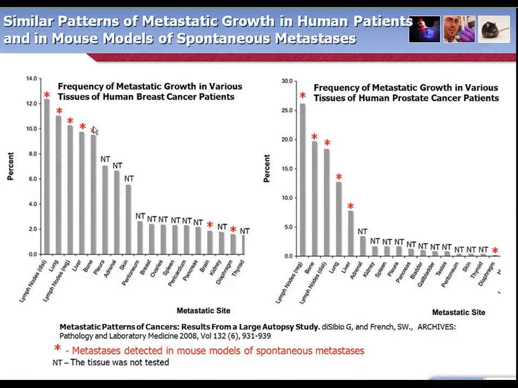So because we're placing these cells orthotopically, because they have access to the lymph and the blood flow the same way that they would from the tissue that the tumor originated, we're seeing metastatic events that are similar to what you see in the clinic, both in the breast and in the prostate.